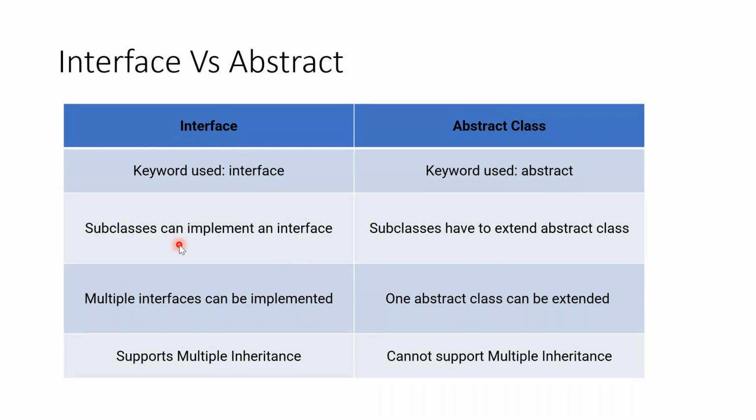So if I want to create the parent-child relationship between two classes, I have to use a keyword called implements. But in the case of abstract, I have to use a keyword called extends. Multiple interfaces can be implemented. One abstract class can be extended because it is a class. For all classes, the same thing is applicable: only one you can do, more than one you cannot do using the extends keyword. That was a challenge we have seen. But in the case of multiple interfaces, we can very well do it.